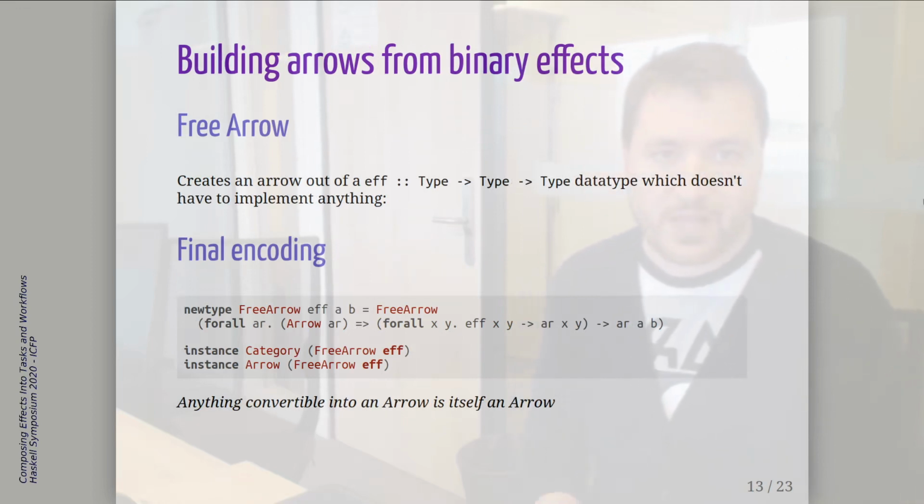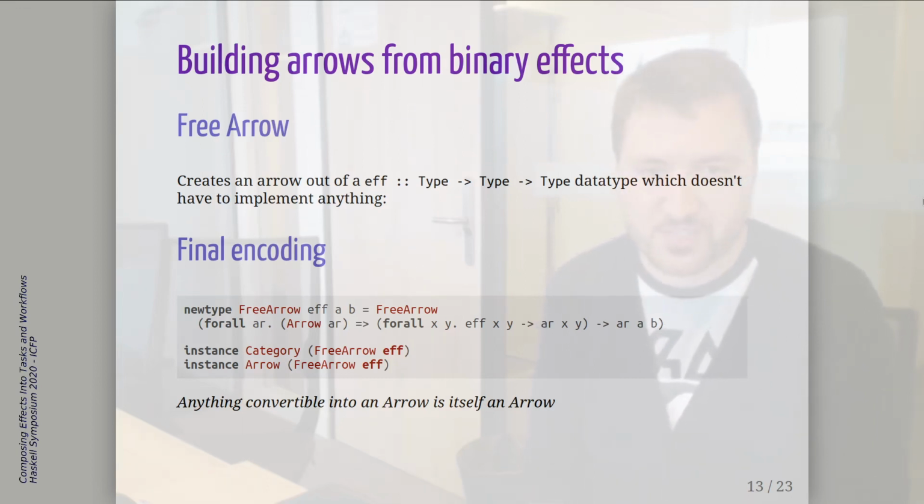So how do you build an arrow from binary effects? I showed my rope type before, but in order to delve a bit more into the details, let me talk to you a bit more about what is a free arrow. A free structure is anything that can give rise to a compositional structure given some data type of which we know basically nothing. So a free arrow creates an arrow out of some type that just has two type parameters, some type constructor that just has two type parameters.